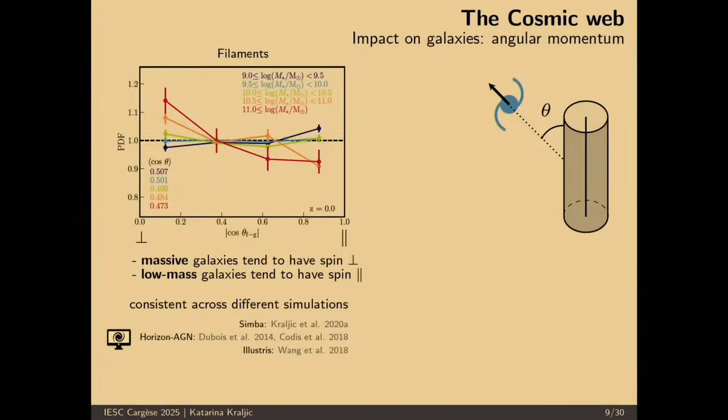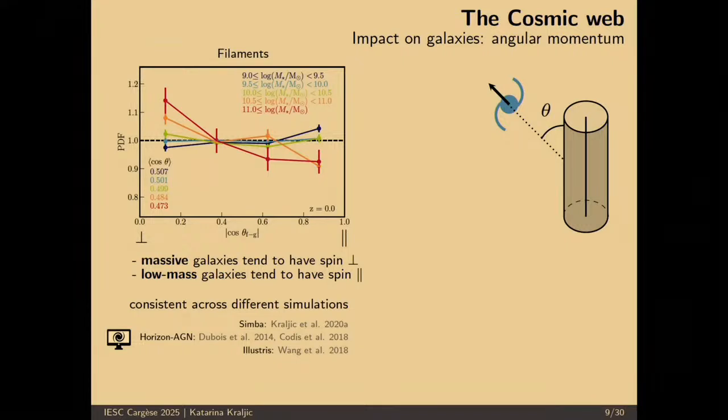So let me start by showing the measurement from hydrodynamical simulation. We confirm the theoretical prediction and expectation for the dark matter halos. For galaxies, the same effect is true. As a function of stellar mass, we have different tendencies for the orientation. The massive galaxies tend to have their spin perpendicular to the nearby filaments, whereas the low mass galaxies tend to be aligned with the direction of the filament.